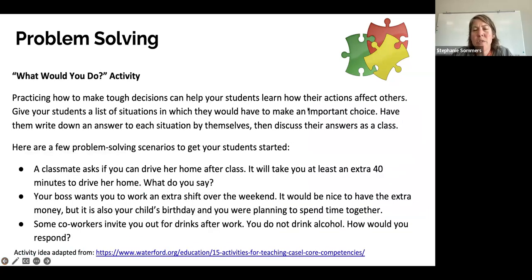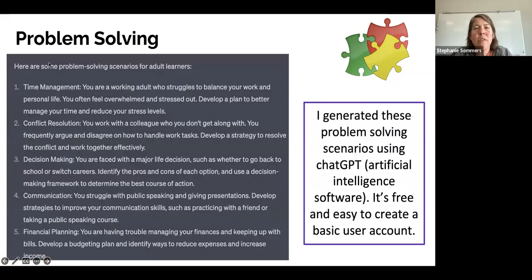I found this resource online. I did sort of tweak some of these to make sense for our adult learners. So some of this I did some adapting. And then another thing that I have recently been playing around with, I created these problem-solving scenarios using ChatGPT. I have been doing some work with Christine Kelly, and Christine's been noodling around with ChatGPT, and we tried it out with our writing study circle last week.